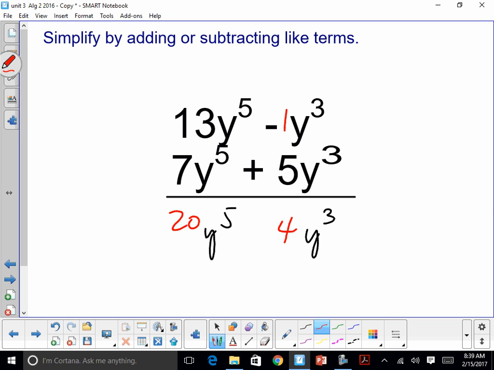Why would they put this on an algebra 2? Because, I don't know. Standard 2, you're lucky. All right, let's see if we can get the tricky version. Pause. Any questions about where I got the 20 or the 4?